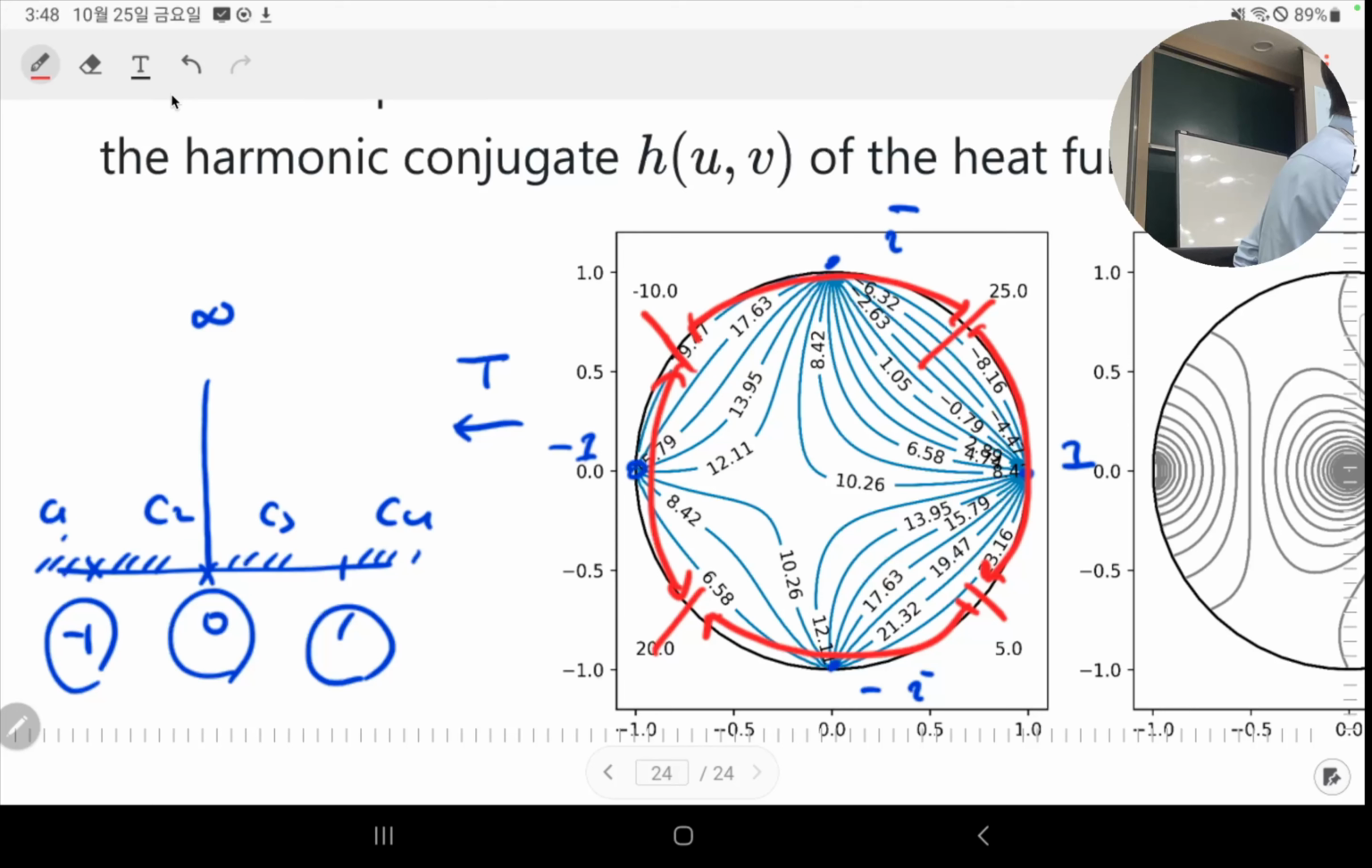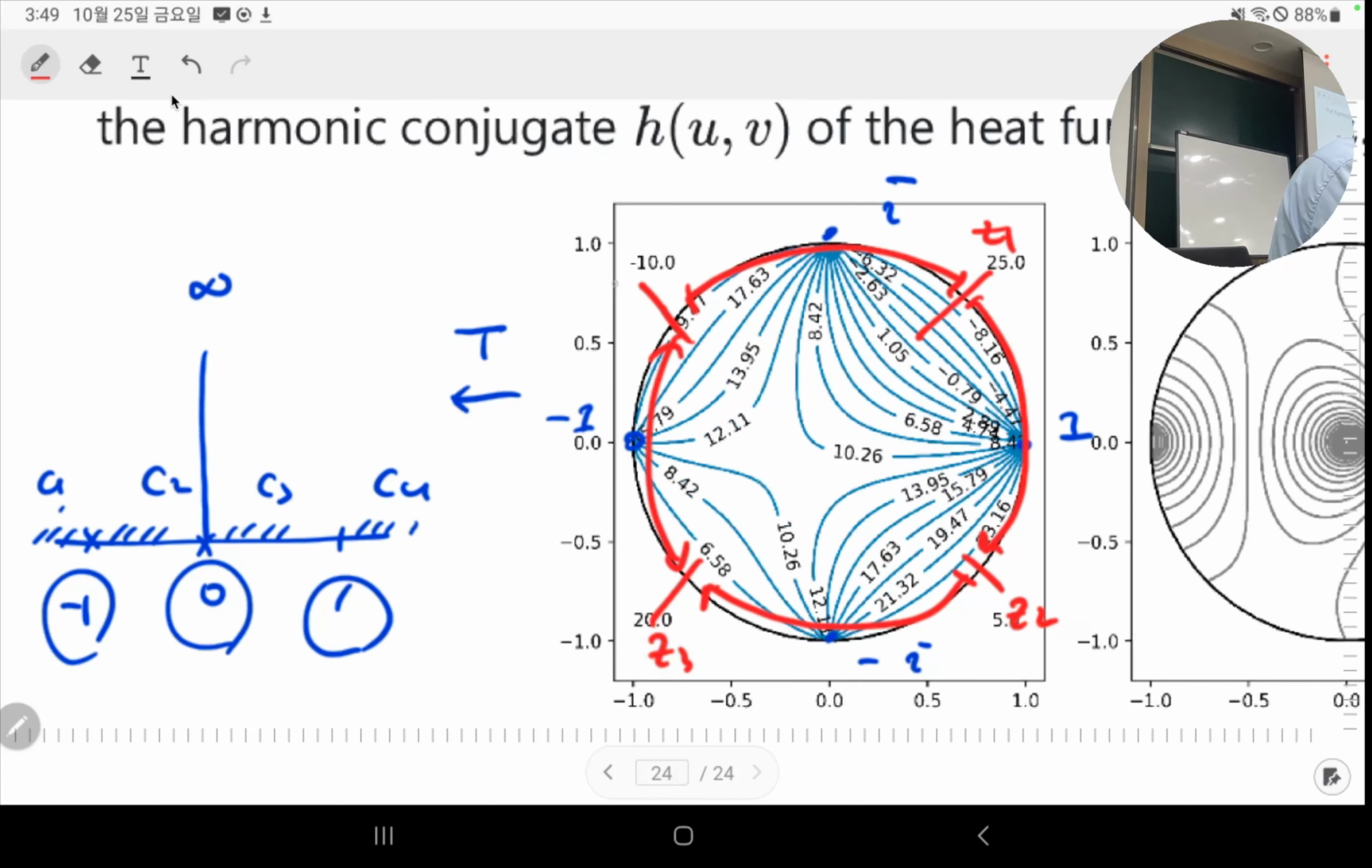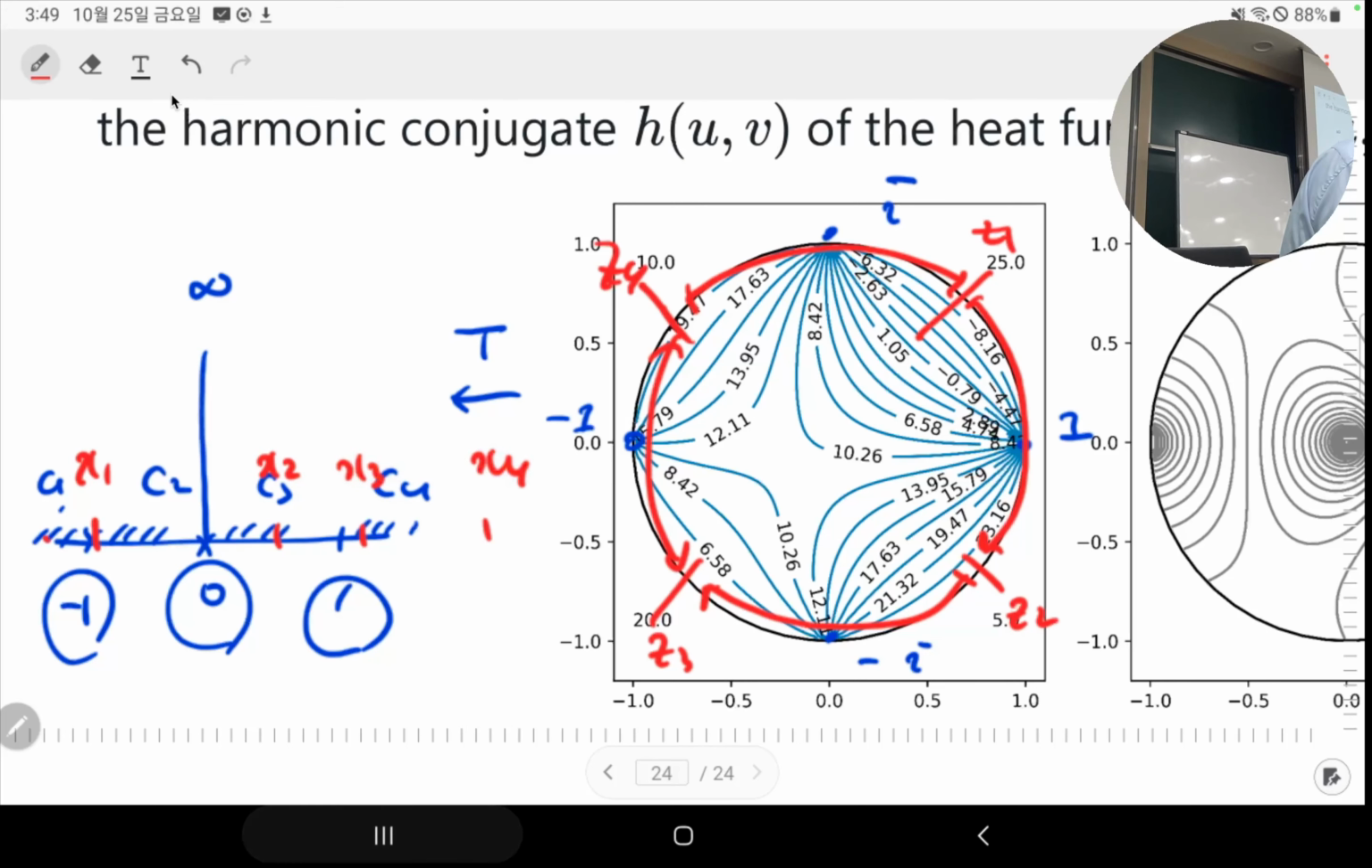Then you have to know how you could translate these 4 points onto the boundary points of the upper plane. So they're not going to be -1, 0, 1 here anymore. And also think about what you have to do: let's say this is Z1, Z2, Z3, and Z4. Assuming that they are complex numbers, and say they're translated into x1, x2, x3, and x4. Let's say these are our corresponding points.